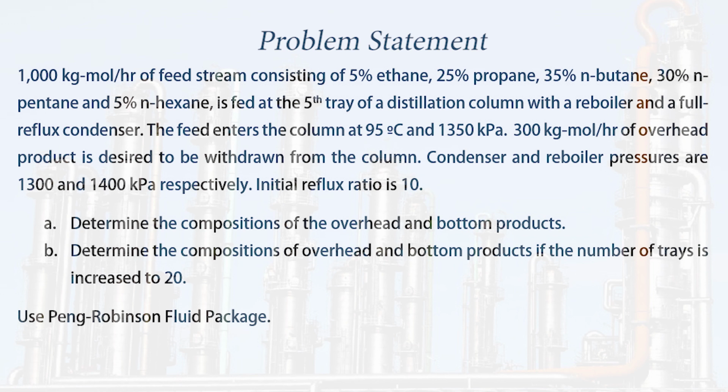The feed enters the column at 95 degrees Celsius and 1350 kilopascal. At the same time, the column shall produce 300 kg/mol per hour of overhead product. Condenser and reboiler pressures are 1300 and 1400 kilopascal respectively. Initial reflux ratio is 10. In all cases, we shall use Peng-Robinson fluid package. Now using Aspen Hysys, we are asked to determine the compositions of the overhead and bottom products if N equals 10 and N equals 20.